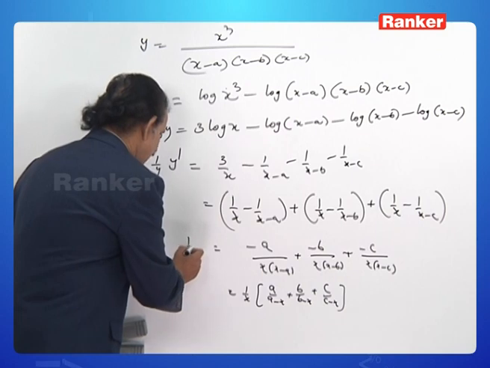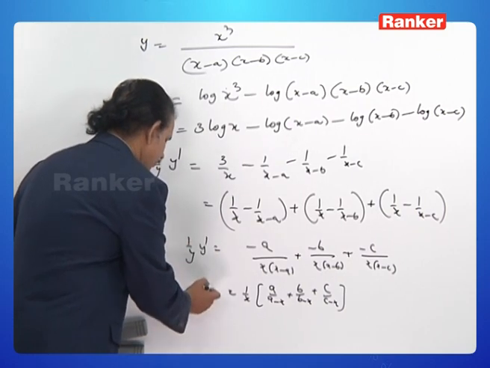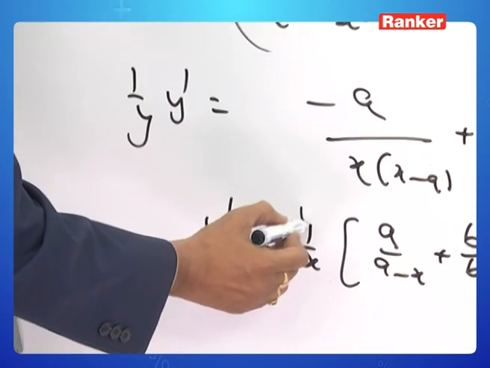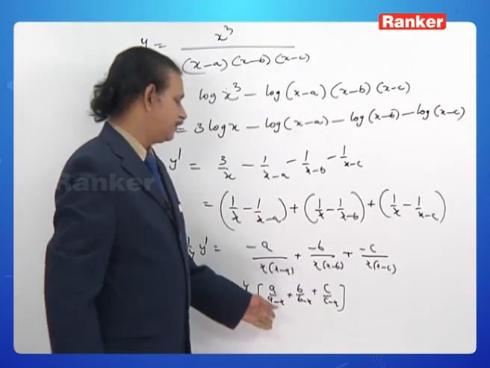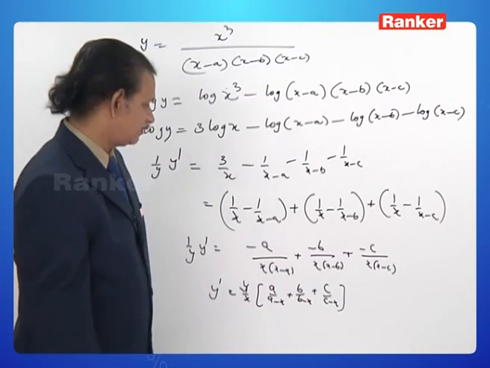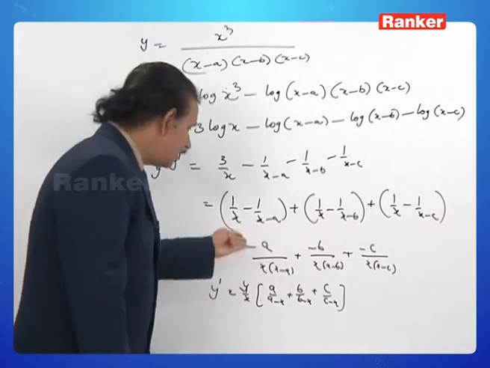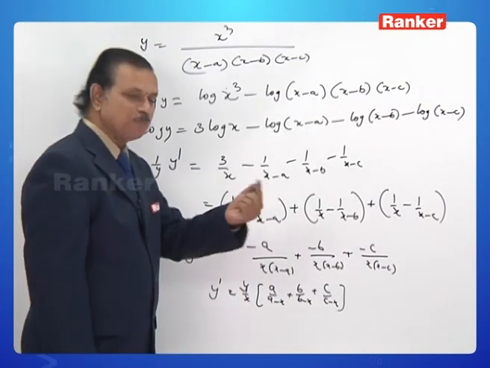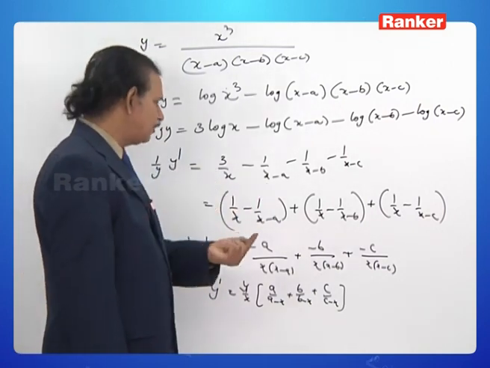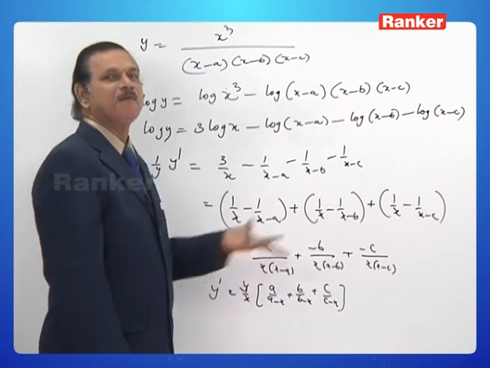Therefore, this is all 1 by y into y dash is equal to... Therefore, y dash is equal to y by x into a by a minus x plus b by b minus x plus c by c minus x. This will be available in the options. So, a very, very simple idea changes the shape of the answer.